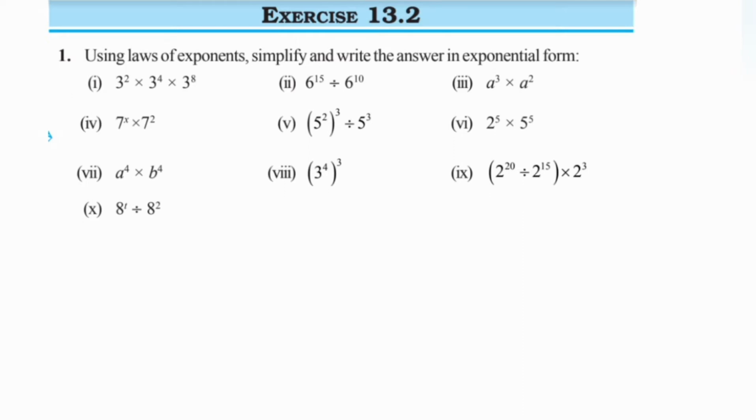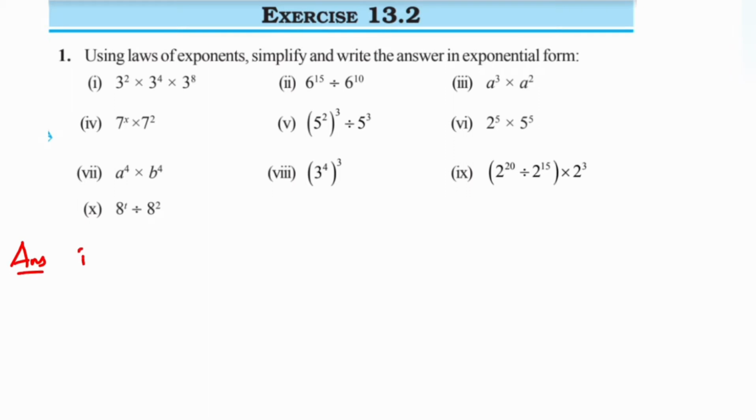Let's start with the first question. Using laws of exponents, simplify and write the answer in exponential form. So here we have to write the answer using the laws of exponents and then simplify it. We have a total of 10 questions to solve. They are pretty easy. So let's start with the first question.